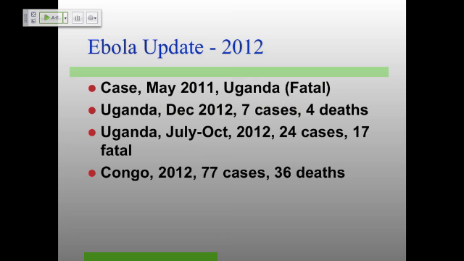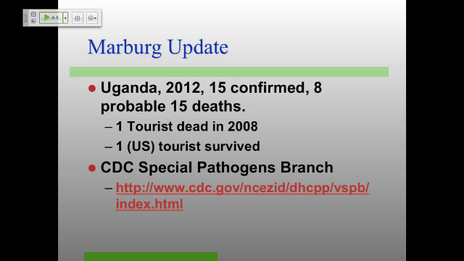The update that I had last year, 2012, I guess 2 years ago now, there was a case in Uganda, and then it was in May, and then 7 cases and 4 deaths, 24 cases, 17 fatal, 77 deaths. But the numbers here are minuscule in terms of what's going on elsewhere. A lot of people are concerned about Marburg. In 2012, there were 15 cases, 8 of those probable, of which 15 died. 1 tourist died in 2008.